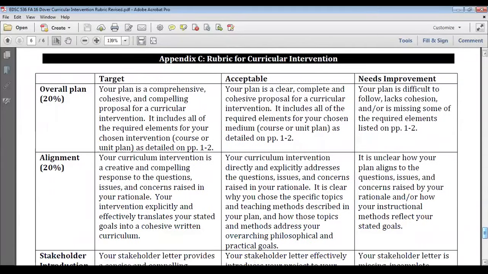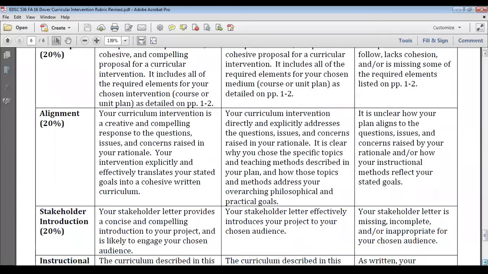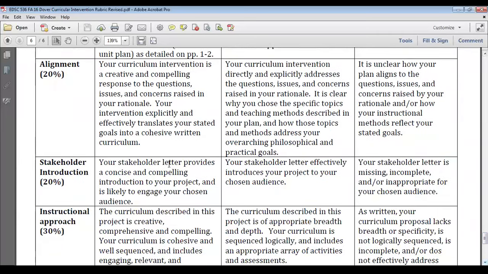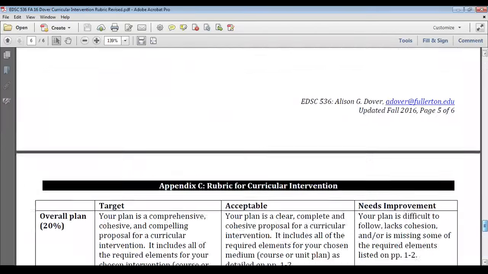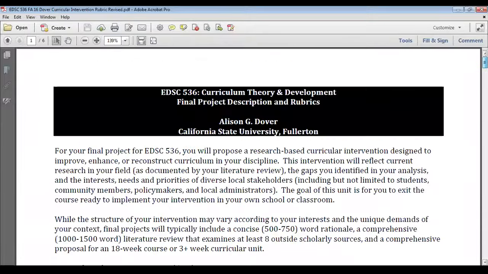So in terms of the curricular intervention portion of your plan, so this is part B, the criteria are just as I mentioned before: the overall plan, your alignment, your stakeholder introduction, and again, it says here stakeholder letter, but if you're making a presentation, that would just be substituting the presentation here, the instructional approach, and then finally the format. And again, this full rubric is available for you up on Titanium, and don't hesitate to take a look at it and let me know if you have any questions.